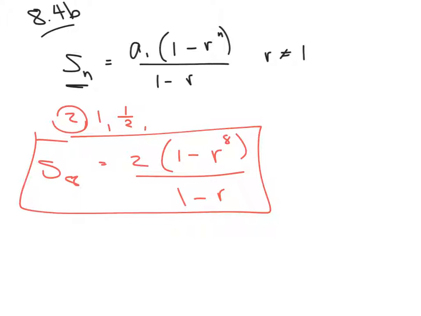And what we do is we look at these first 3 numbers here and see if we can figure out what that common ratio is. How did we get from 2 to 1? Well, we took half of 2. How did we get from 1 to 1/2? We took half of 1. So I know my common ratio is 1/2, so I can put my 1/2 there, and I can go ahead and solve it from there.